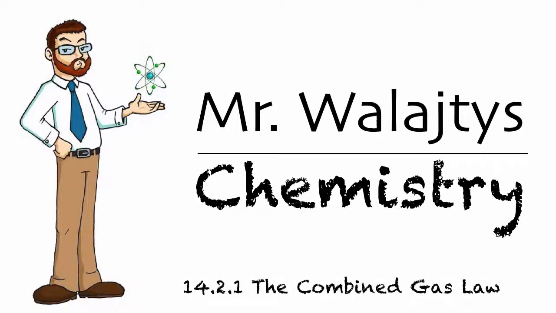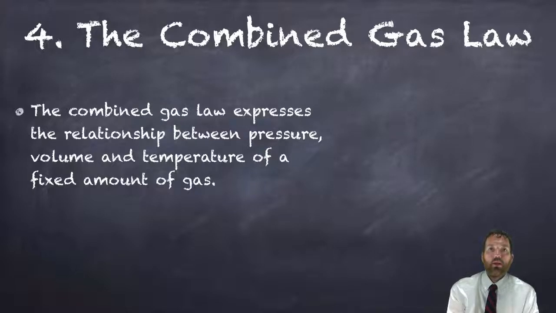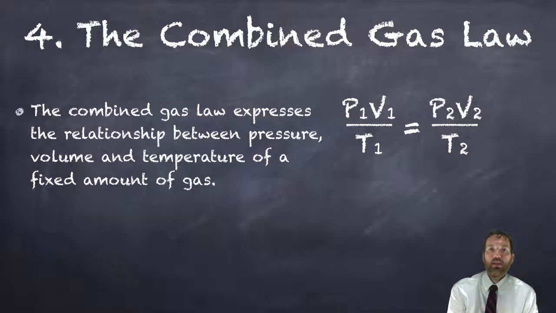In this video, we're going to talk about a very useful formula called the combined gas law. The combined gas law expresses the relationship between pressure, volume, and temperature of a fixed amount of gas. The formula looks like this: P1 times V1 divided by T1 equals P2 times V2 divided by T2. So it's kind of like an amalgamation of all the other gas laws that we learned in the previous video, combining them all into one.